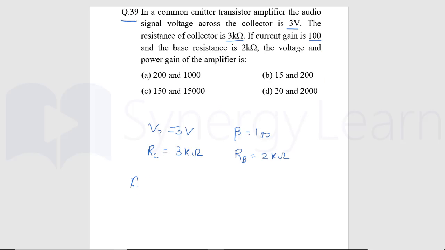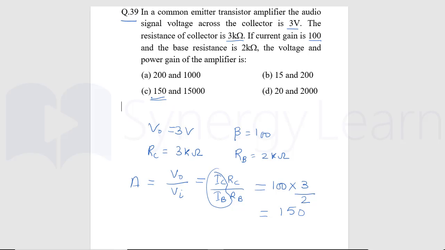So now the voltage gain is output voltage by input voltage. V0 by Vi is IC into RC by IB into RB. IC by IB is current gain, which is 100. RC is 3 kilo ohm upon RB is 2 kilo ohm. So this is equal to 150. Only one of the options has voltage gain as 150. So the third option is correct.